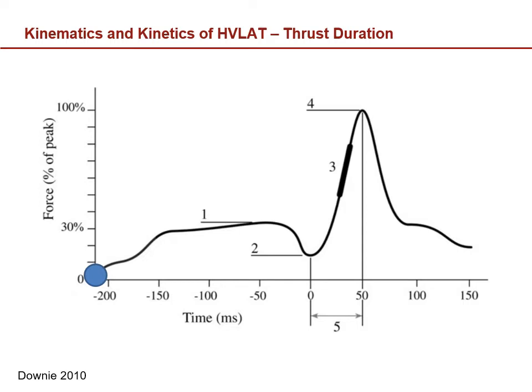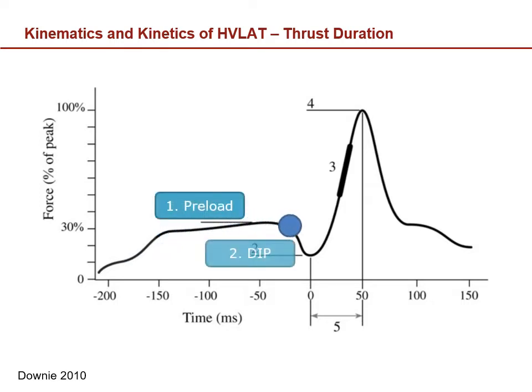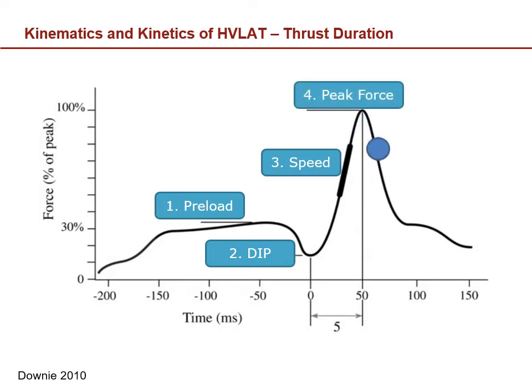Okay, so an example of each of these points is shown here. What you're looking at is, on the y-axis, force, or percent of peak, and on the x-axis, time, and you're looking at the kinematics of a thrust. So if we play out the animation, when you get to 1, that's going to be your preload. Then your dip, you're going to back off the barrier. That's going to be your speed and your thrust, the peak force. And then your duration of thrust is going to be that time from the dip to the peak force at the top.